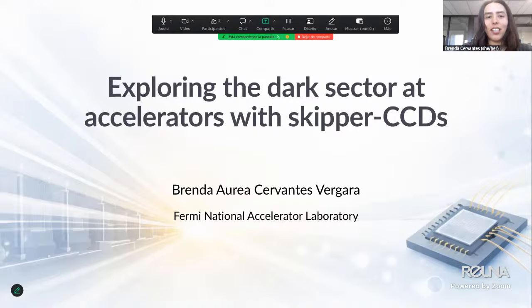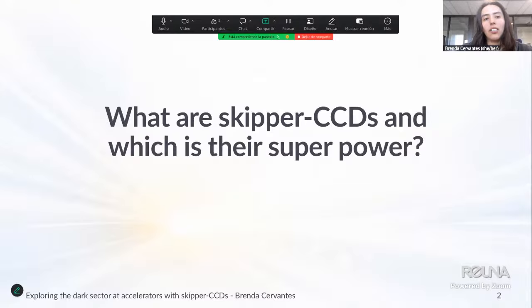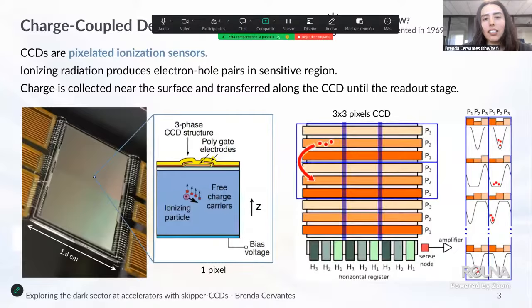As Carla said, today I will be talking about my current research program, which is exploring the dark sector at accelerators with skipper-CCDs. To introduce the technology, let me tell you what skipper-CCDs are and what their superpower is, as I call it. CCDs stands for charge coupled devices. Essentially, a CCD is a pixelated ionization sensor where we have a sensitive volume, usually made of silicon, and any ionizing particle that interacts within that sensitive volume will create electron hole pairs.